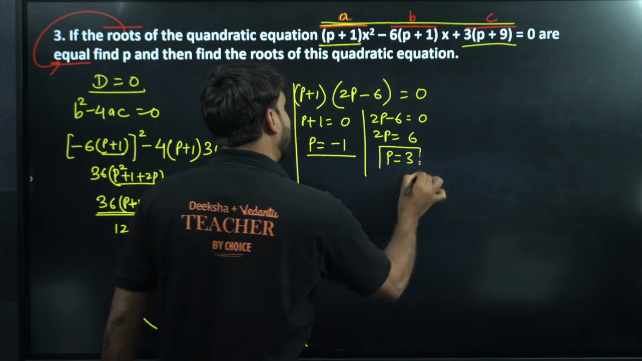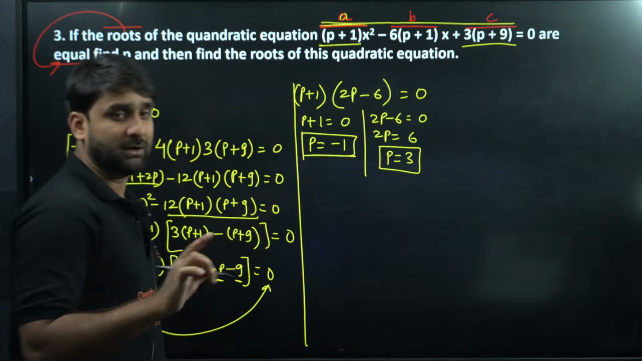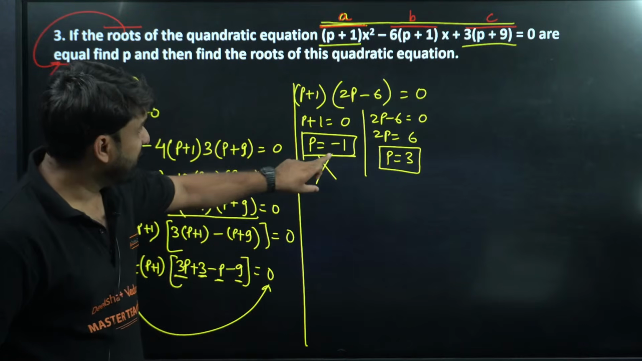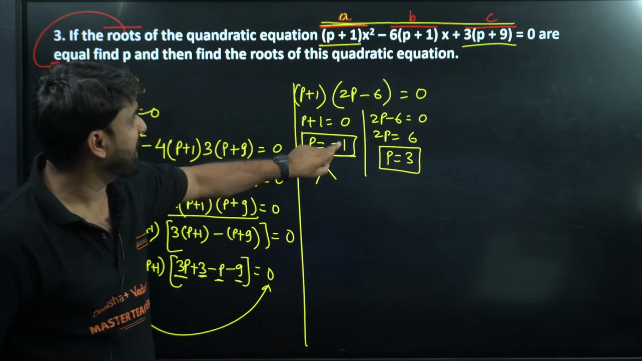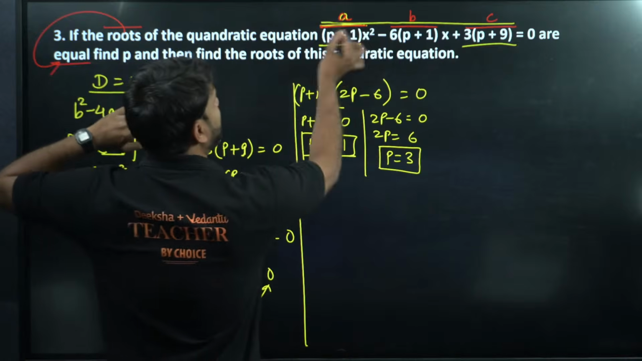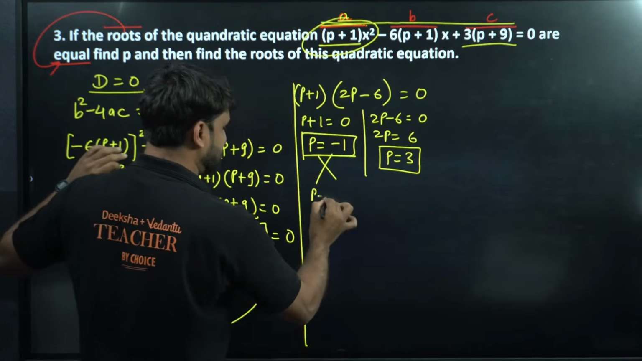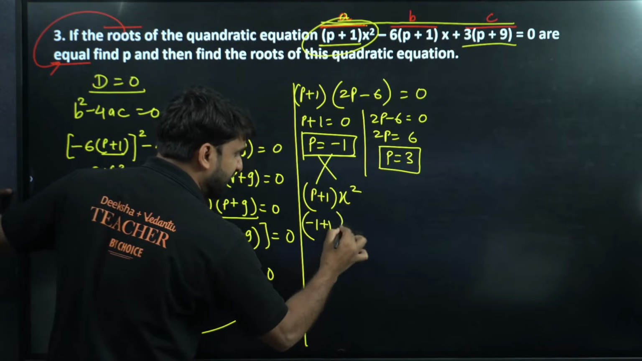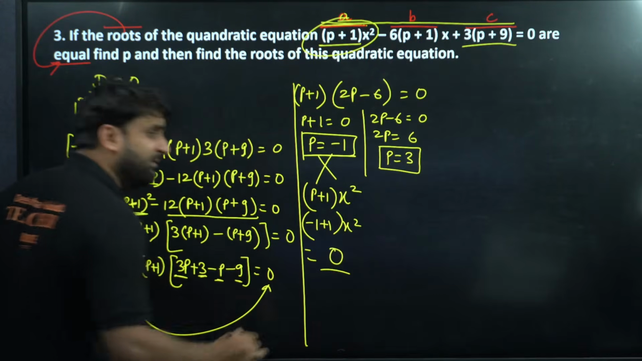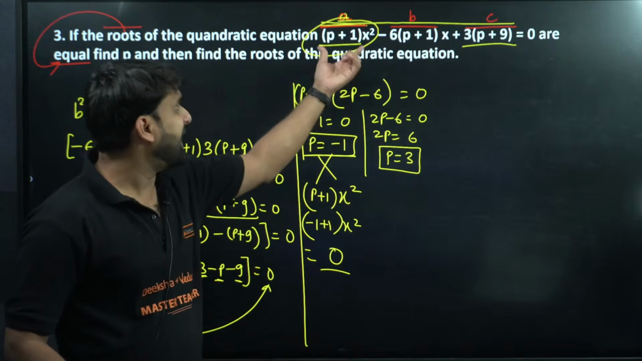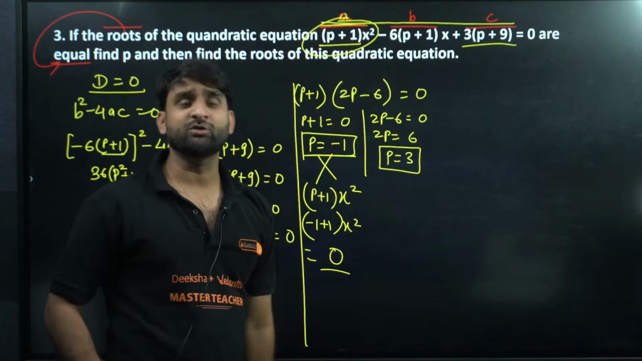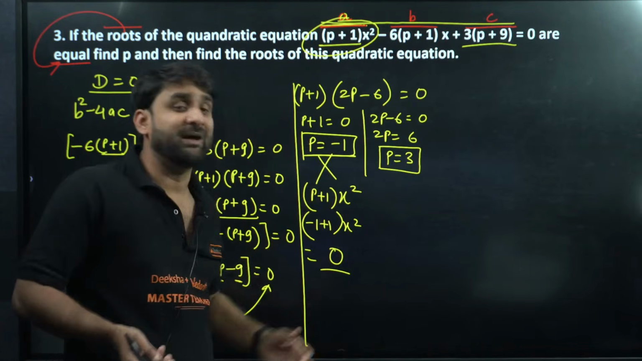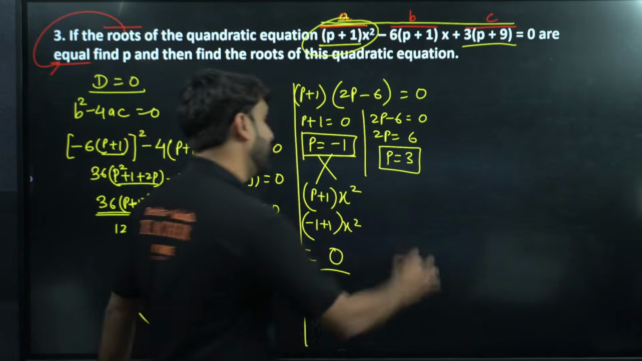So we have two values of P, but P is equal to minus 1 will not be the value of P. Why? Because if we put P is equal to minus 1 here in this equation, look at here, this is P plus 1 whole square is there. So if you put here minus 1 plus 1 whole square, oh my god, this entire family will become 0. And if this entire family will become 0, the existence of this quadratic equation will be vanished. So we cannot consider P is equal to minus 1. So only the value of P will be equals to 3 will be there.